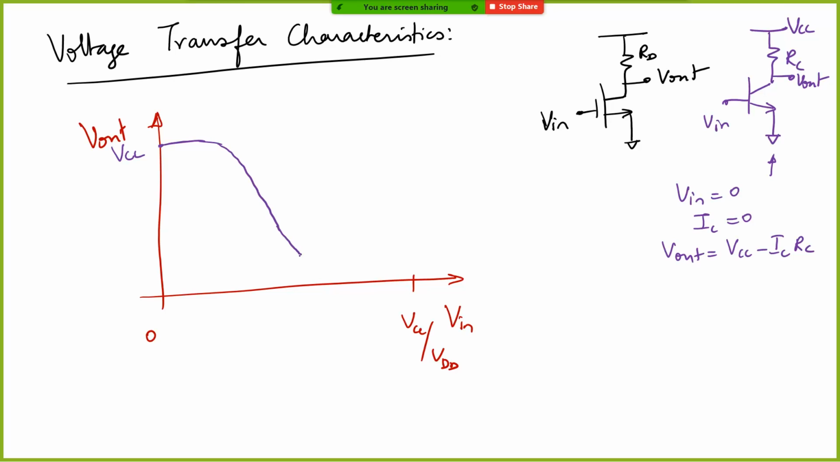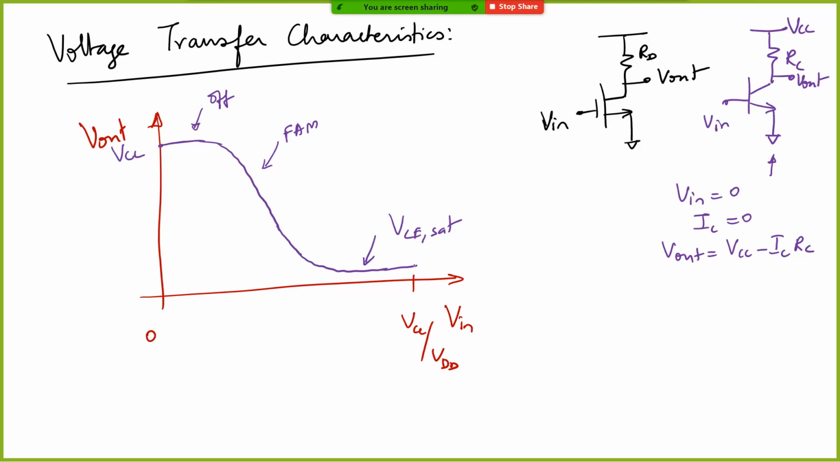Saturation. Correct. So in this mode, the transistor is off. This is the forward active mode, right? And then it goes down toward 0. Yeah, it will not go to 0 because there is a current flow. It will go to VCE sat. Is it clear?